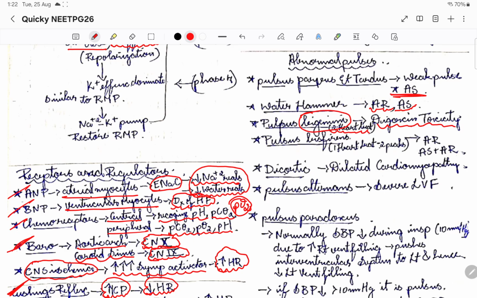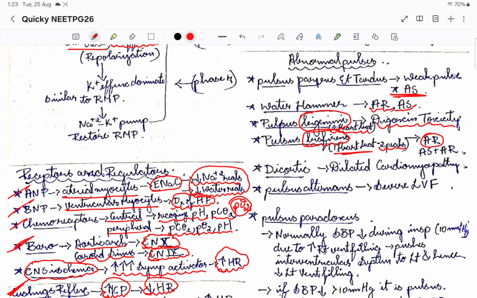Then please do not confuse it with pulsus bisferens, where the heartbeat is only one. There it was two heartbeats. In pulsus bisferens it is only one heartbeat, but there will be two peaks in the pulse. Where does this happen? When there is aortic regurgitation. I told you, right? Regurgitation is nothing but blood going and coming back. So that is why water hammer pulse and pulsus bisferens will be seen here.